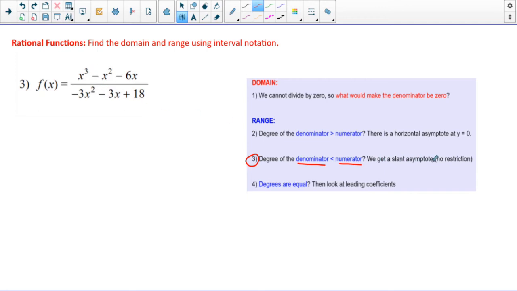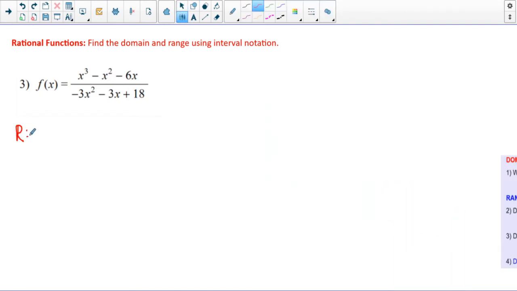We're going to get a slant asymptote, which is no restriction. So really, we don't even really care about this for domain and range. If I was graphing it, I would care. But for us, it just means there's no restrictions. For the range, it could be any number. So I could say the range goes from negative infinity to positive infinity. There's no numbers that I have to skip or kind of jump over. All right, so the range, not too bad.